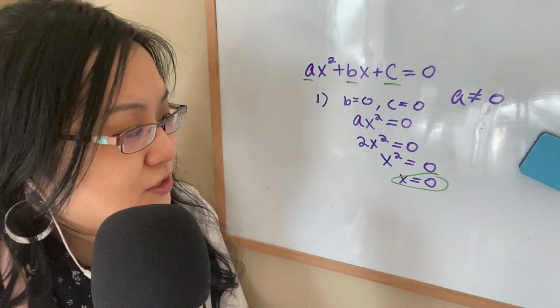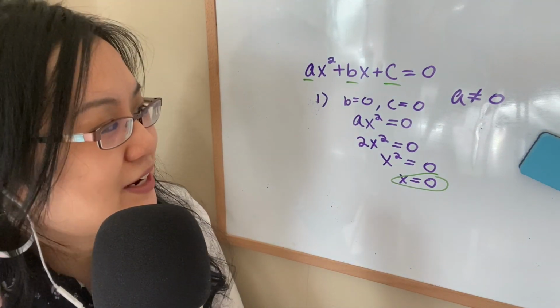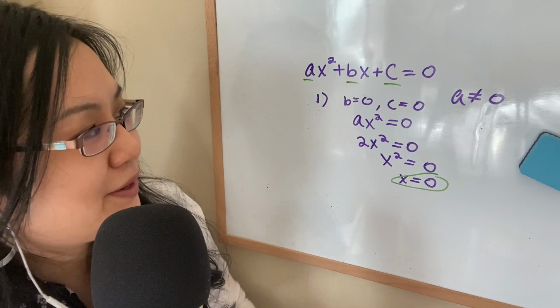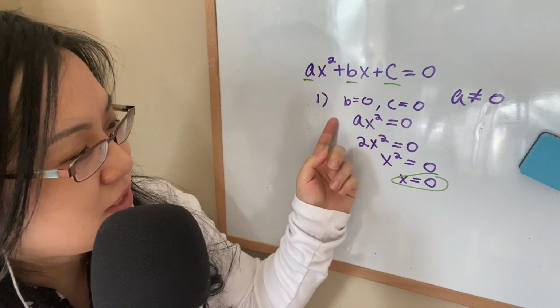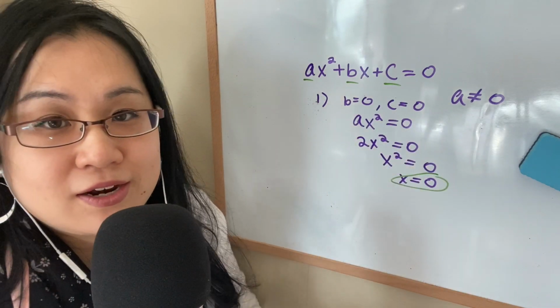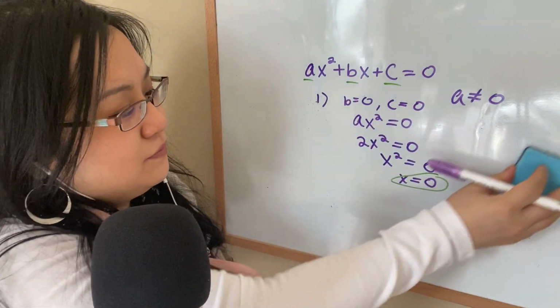Okay, so now let's do a similar situation, but now where b is 0, but c is not necessarily 0, or just not 0.